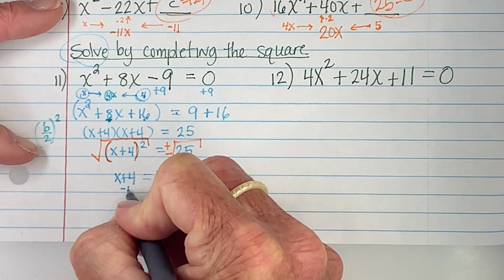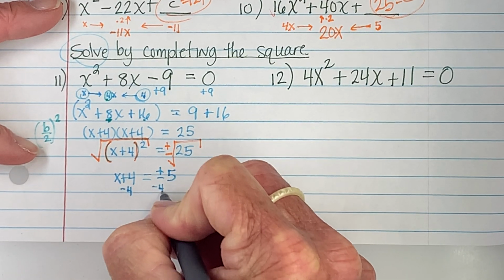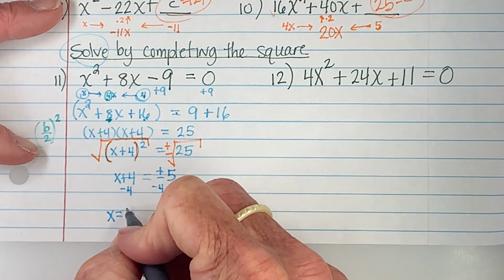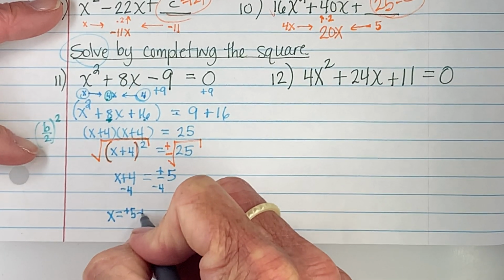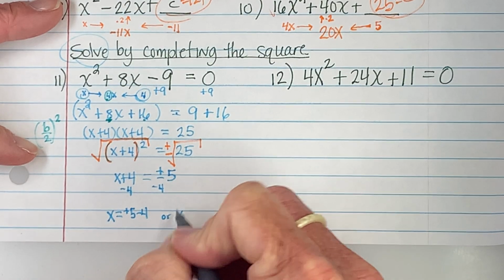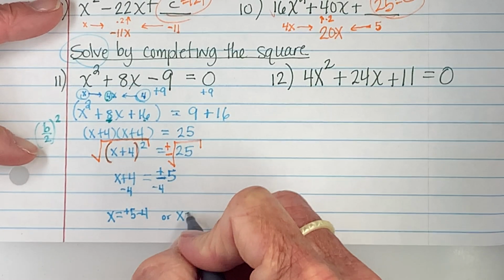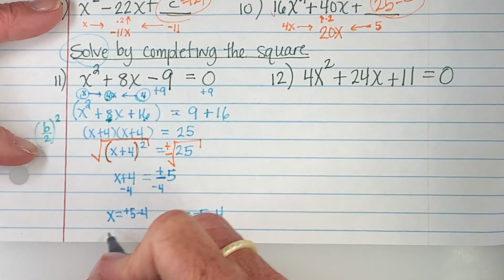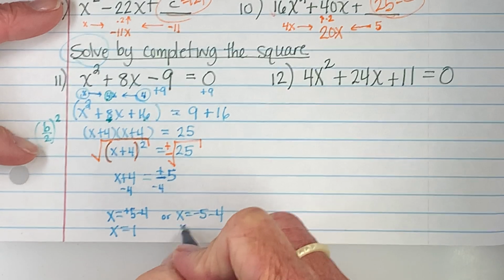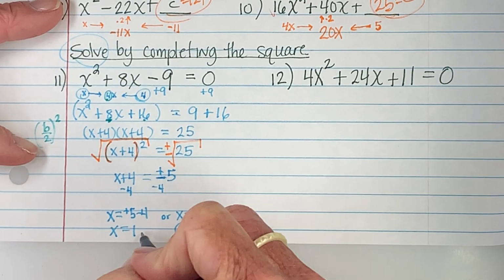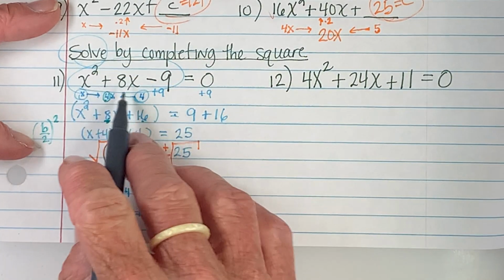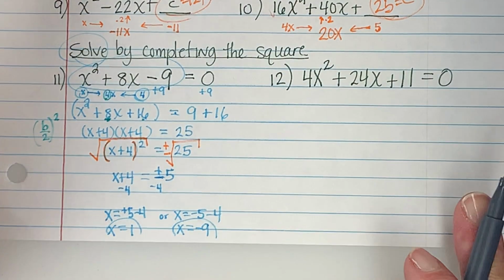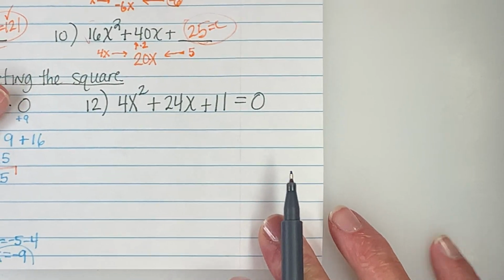How do I get x alone? I want to subtract 4 from both sides. So x is going to equal, I either have a positive 5 minus 4, or x would be a negative 5 minus 4. I'm subtracting 4 from two different numbers over here. So x is either positive 1 or negative 9. And if we were to graph that quadratic function, it's a parabola, it would hit the x-axis at those two values.